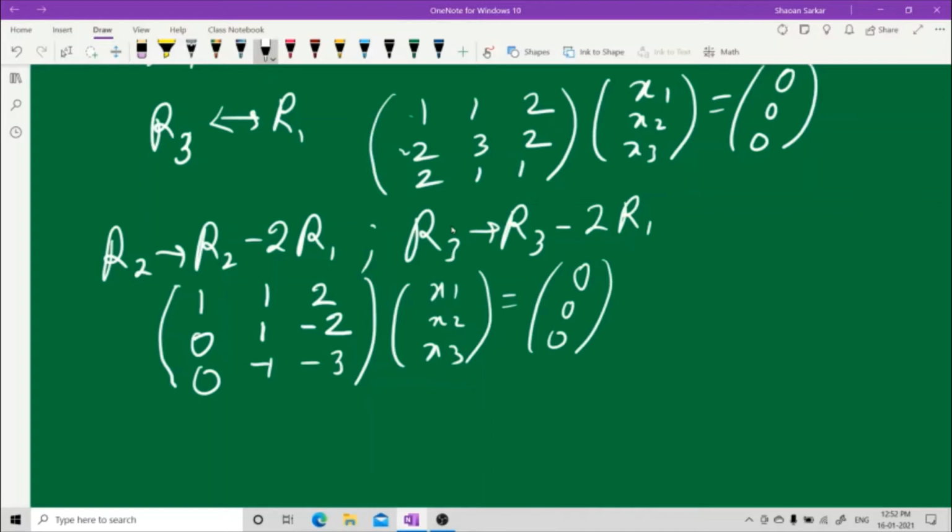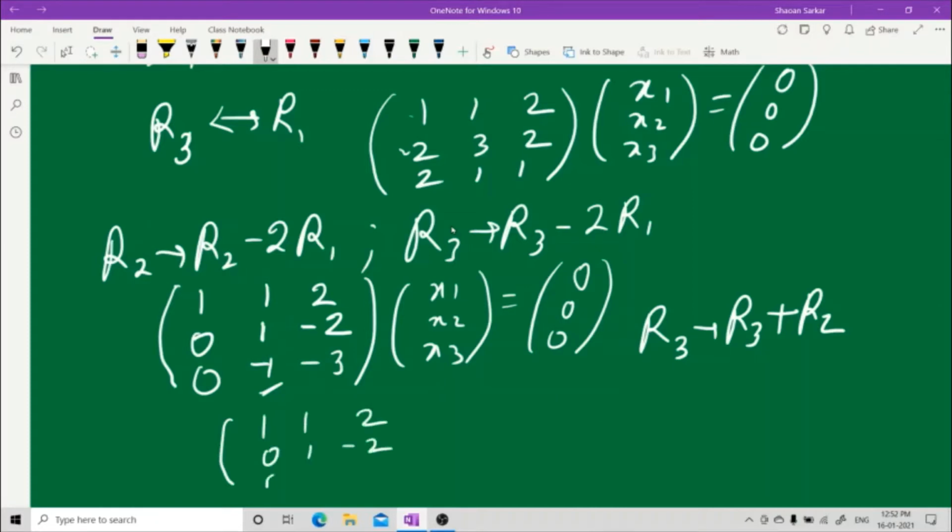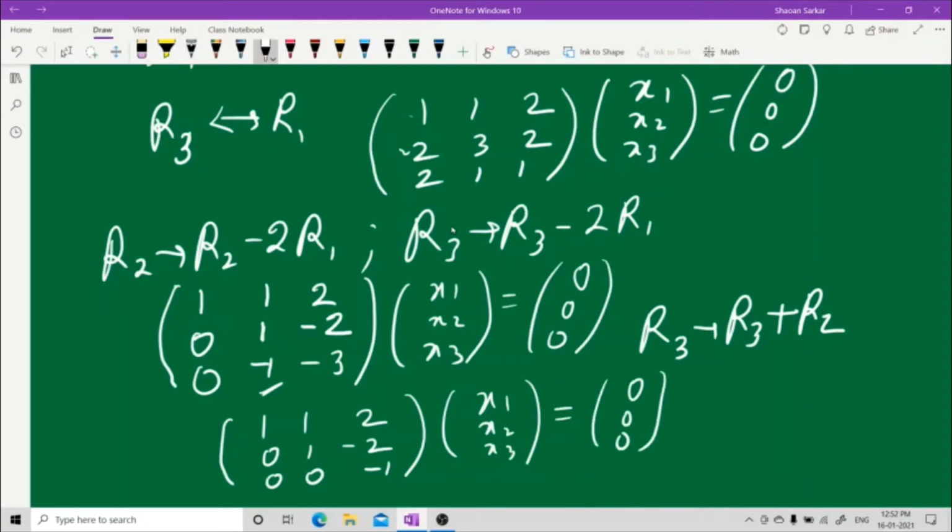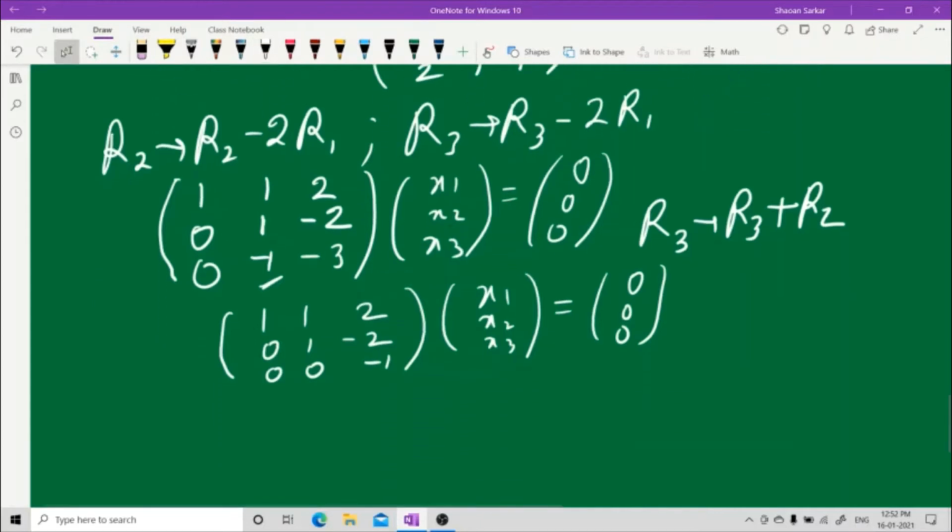Now I'll try to make this 0. So what I do is that I write the equation R3 is R3 plus R2. So what I get is 1, 1, 2, 0, 1, minus 2, 0, 0, minus 1, and I get x1, x2, x3, which is nothing but 0, 0, 0. Now see, there is a pivot in every row. This is one pivot, this is one pivot, this is also one pivot.